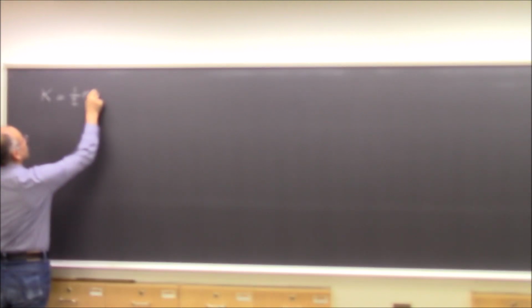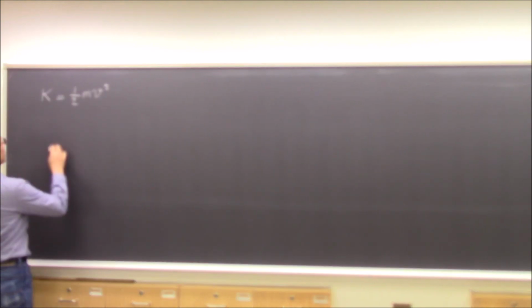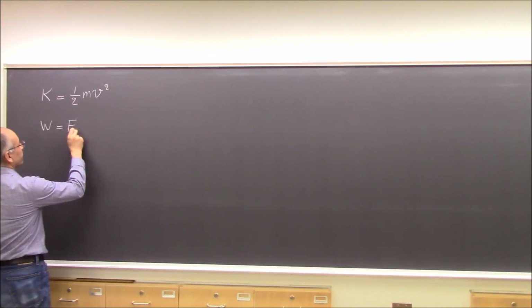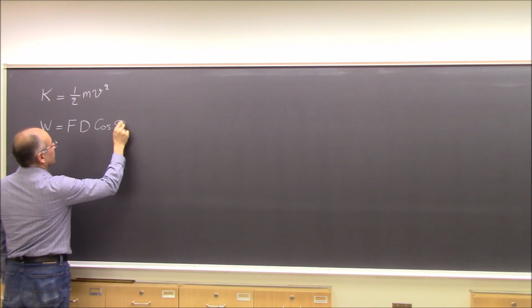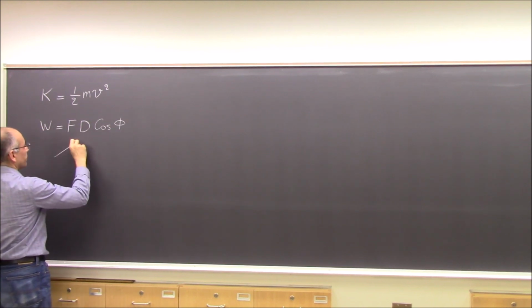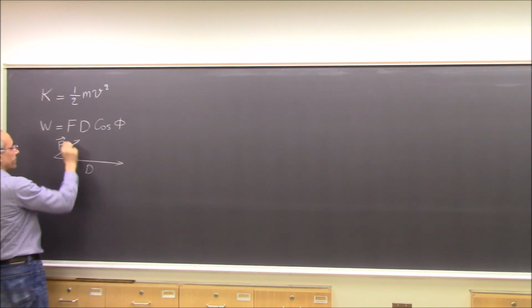We said that kinetic energy, if something is moving and has a mass, is 1/2 mv squared, and the unit of that is joules. And then we define work, W, for a constant force as just the magnitude of the force times the displacement magnitude times the cosine of the angle between them, cos phi.